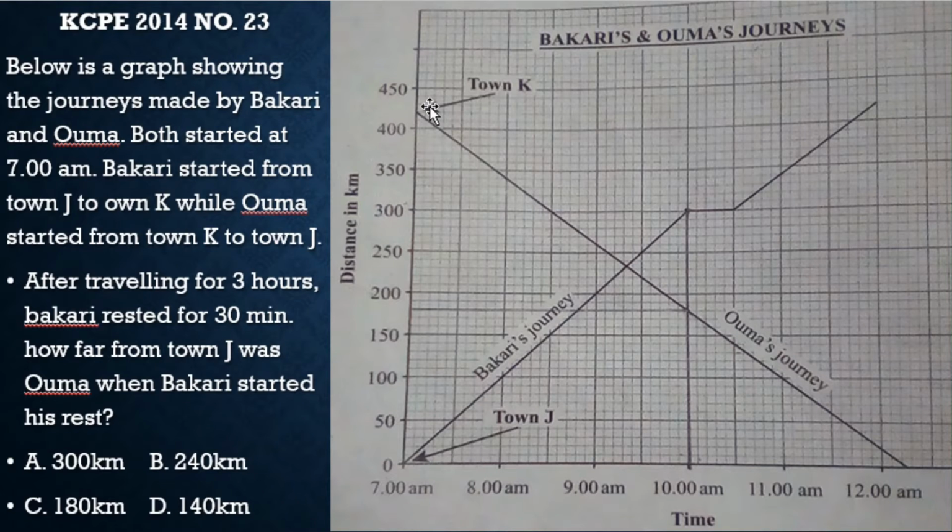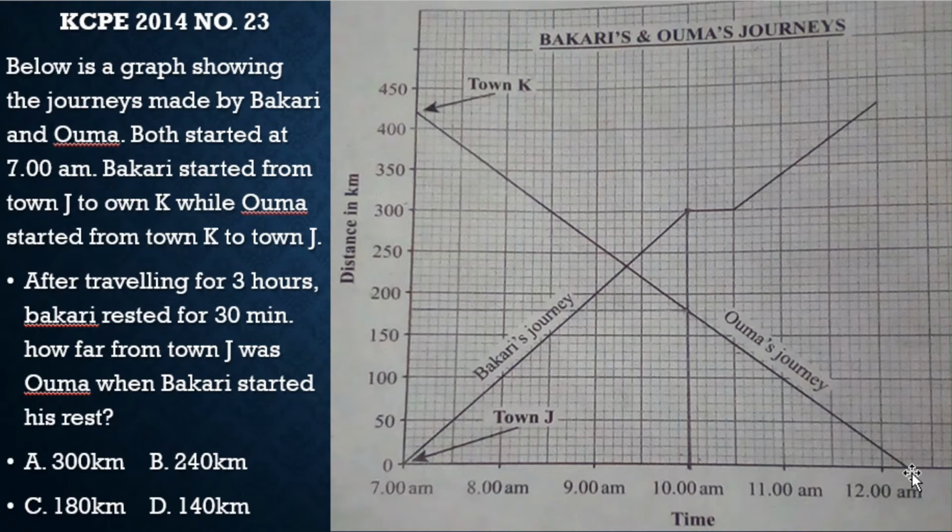Question number 23 is about graph. Below is a graph showing the journeys made by Bakari and Omar. Both started at 7 a.m. Bakari started from town J to town K. This is Bakari who started from town J all the way to town K. K is up here. Then Omar started from town K to town J. Omar started from the top here, from K to town J down.